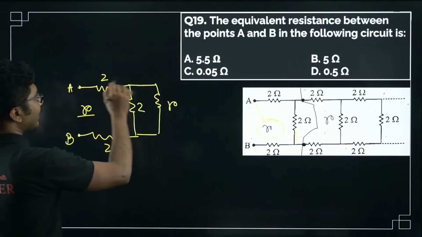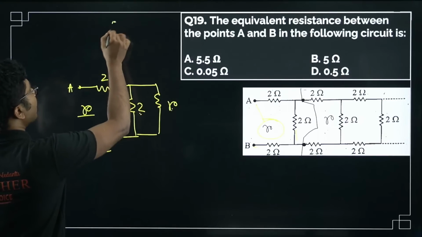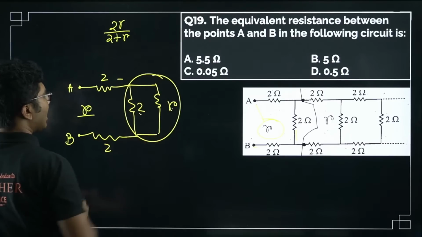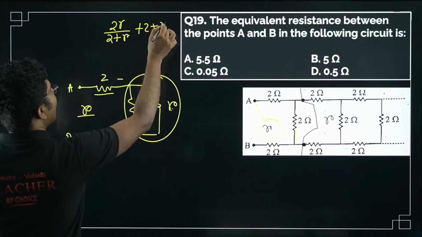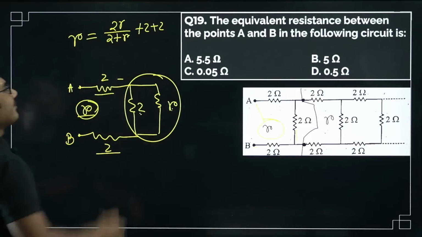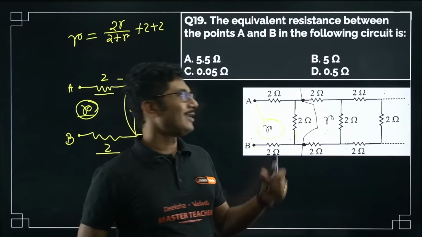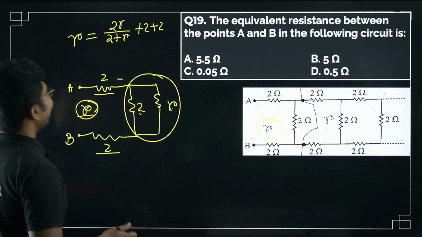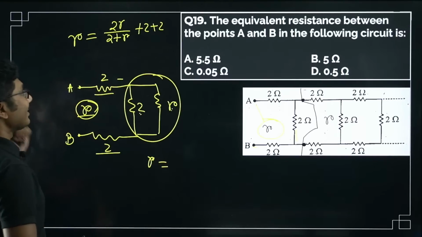So what is the equivalent resistance of this circuit? First, 2 and r are in parallel, so it will be 2r divided by 2 plus r. This is for this. These two and these two are in series, so plus 2 plus 2. And the entire value is equal to small r. So this is the trick. Basically we are using the circuit to find its own equivalent resistance, right? Might be some weird technique, but this is the only technique to solve such questions.